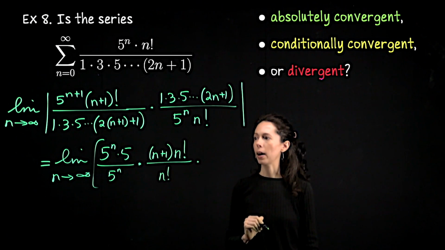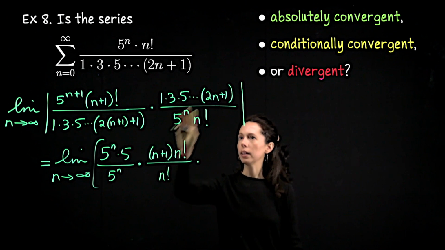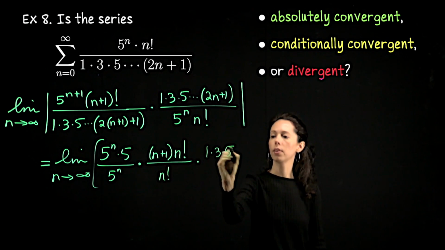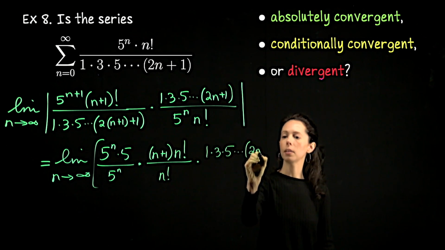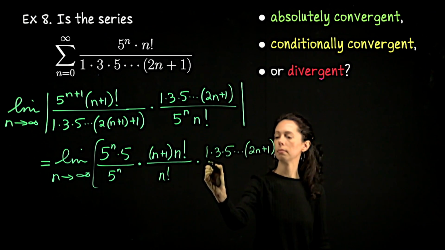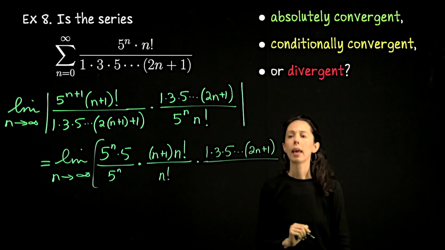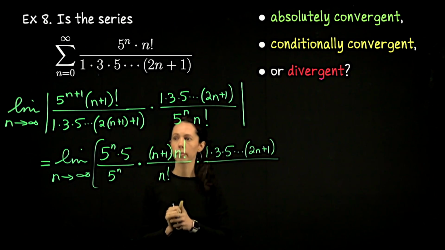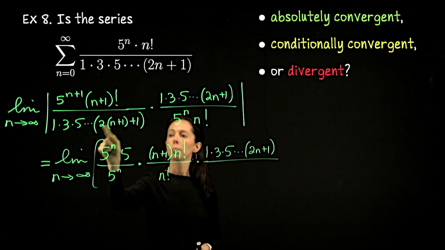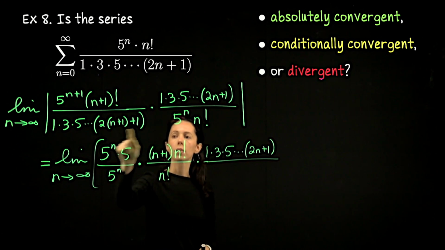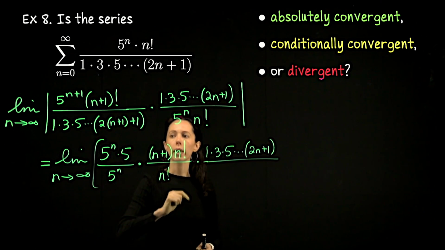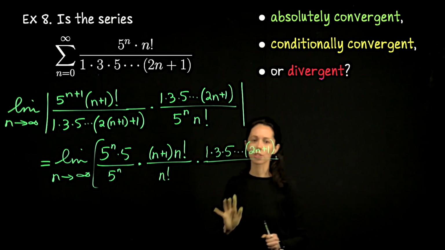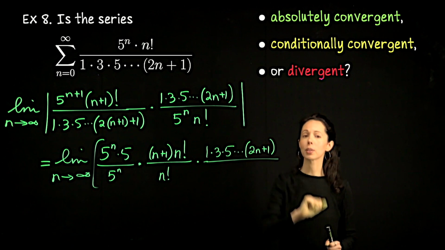Then for the odd numbers, what I'm going to do is leave the one that has fewer terms alone. So 1 times 3 times 5, all the way up to 2n plus 1. This number here, if I distribute the 2, it's 2n plus 2 plus 1. So this would be the odd number 2n plus 3. The previous odd number is 2n plus 3 minus 2, so it's 2n plus 1.